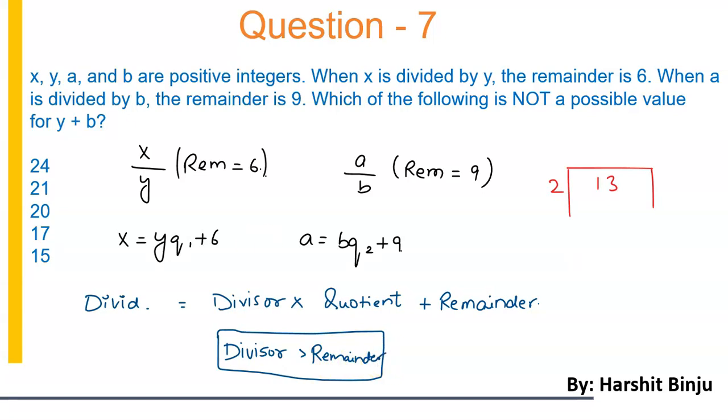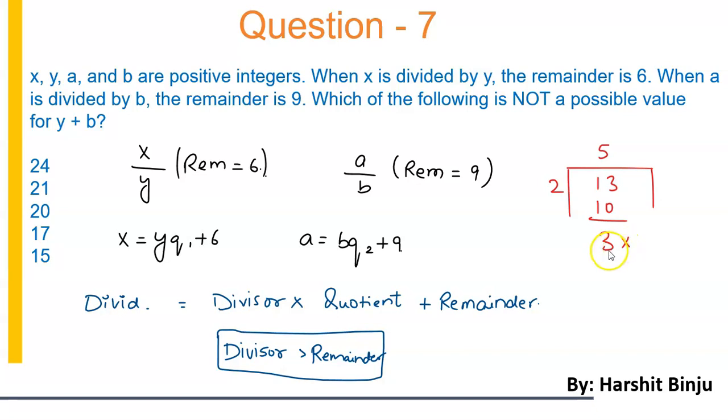Let's suppose I have a number 13 and I divide it by 2. You don't say, okay, 2 into 5 will give you 10, so the remainder will be 3. No, this is incorrect. If you're dividing 13 by 2, you don't say it will go 5 times, so 2 into 5 is 10, and we'll have a remainder of 3. No, it would be incorrect.